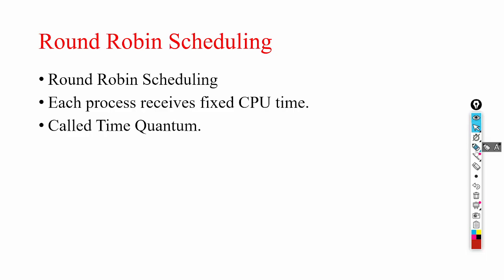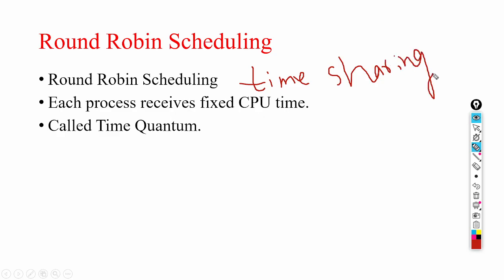The next scheduling algorithm is round robin scheduling. Round robin scheduling is one of the most popular scheduling algorithms, and we use it in time sharing systems.